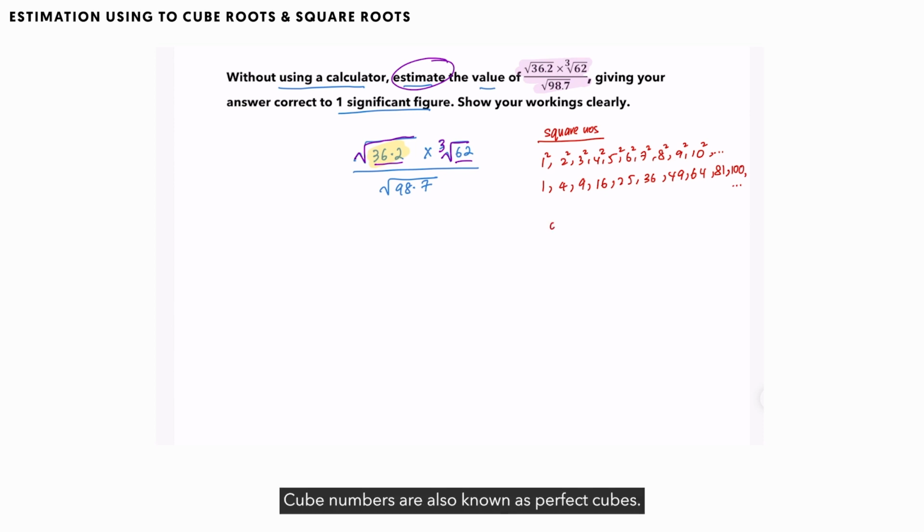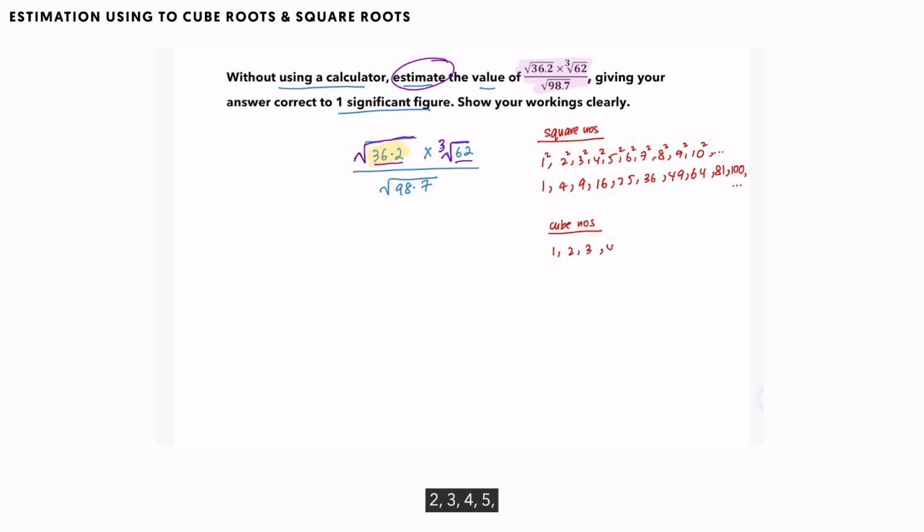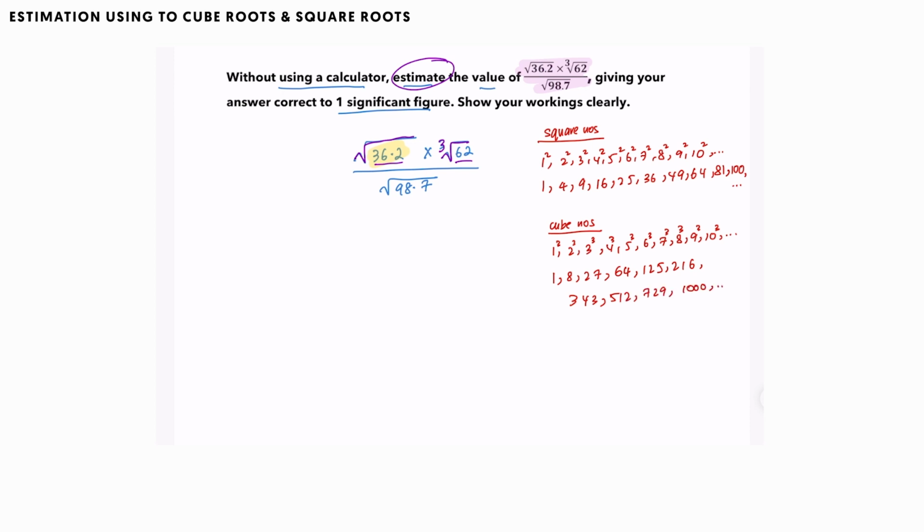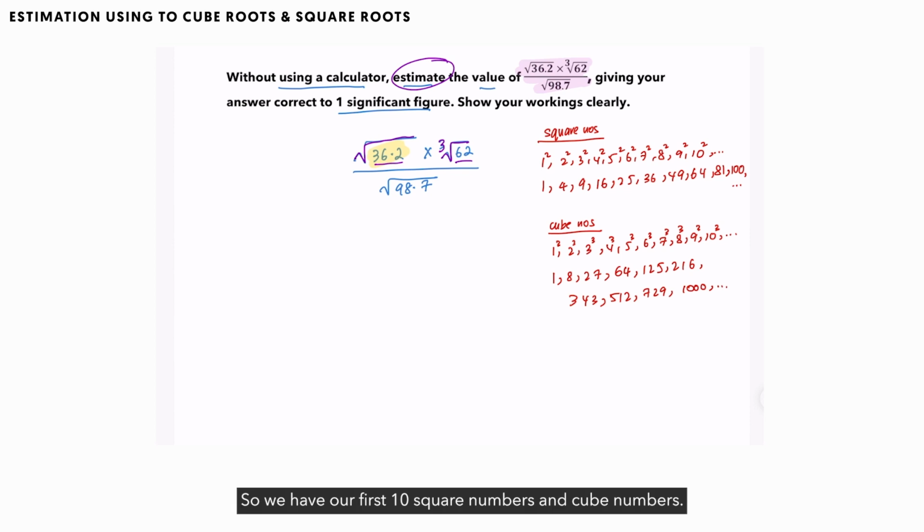Now, what about cube numbers? Cube numbers are also known as perfect cubes. So for cube numbers, it's similar, except that after you write down the list 1, 2, 3, 4, 5, all the way until 10, what you have to do is to cube each number. Okay, so after you cube each number, you should get numbers like 1, 8, 27, 64, what else? 125, 216, 343, 512, 729, and 1000. And the list continues.